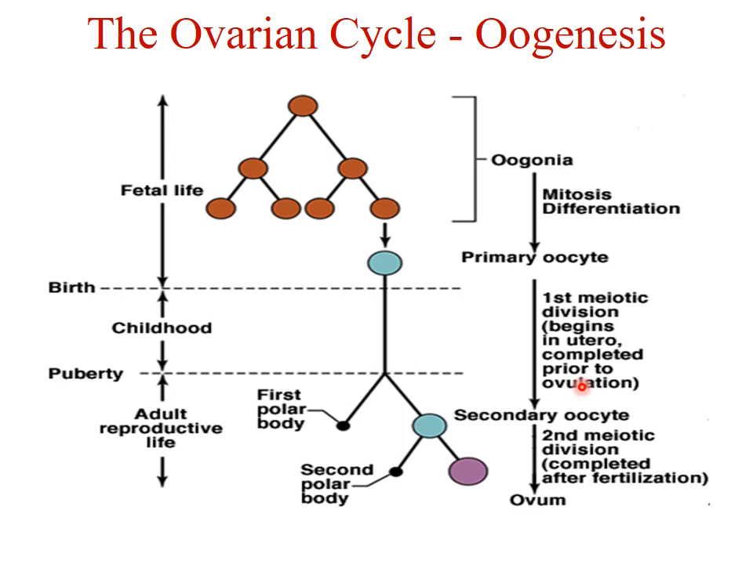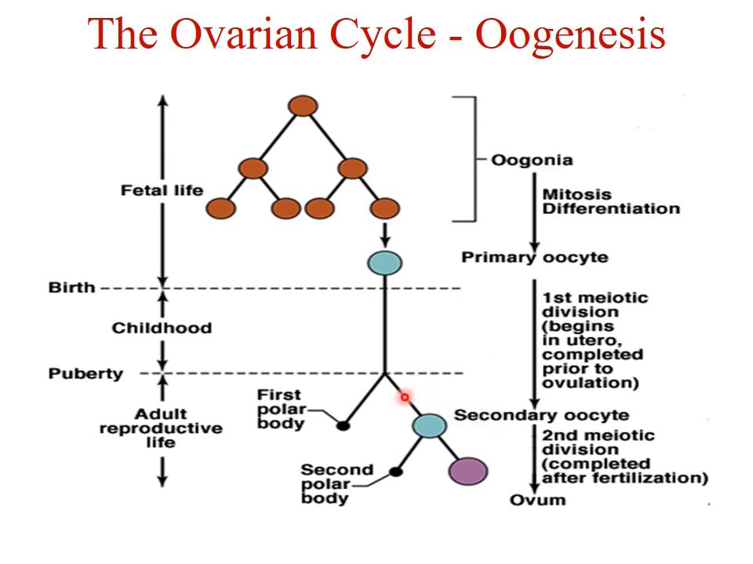So ovulation will be taking place at the time of puberty. Here you need to understand that this process begins and then it will be completed only just before the ovulation, prior to the ovulation. So that is happening just before the puberty. So first meiotic division begins in the uterus and is completed prior to the ovulation.